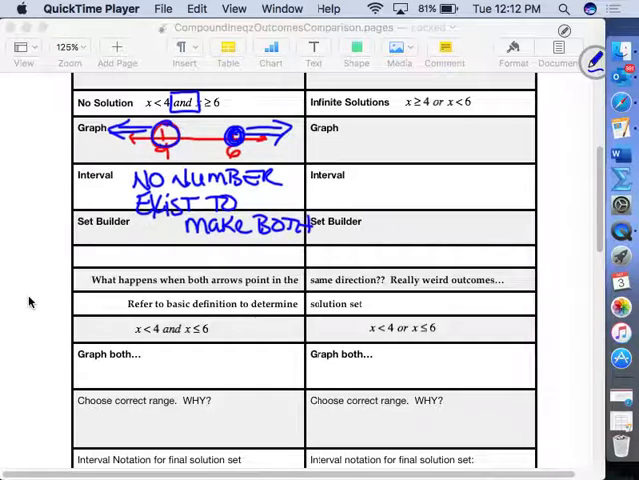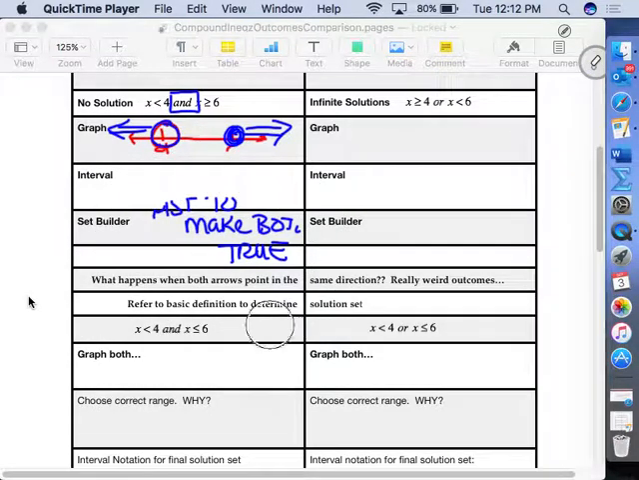So this is your no solution scenario. When the inequalities are presented in this manner, connected with the word and, you graph, you look at your graph and you see that you will never find a number that will make both conditions true. So this is where you would simply say no solution. And I've explained to you in words why.